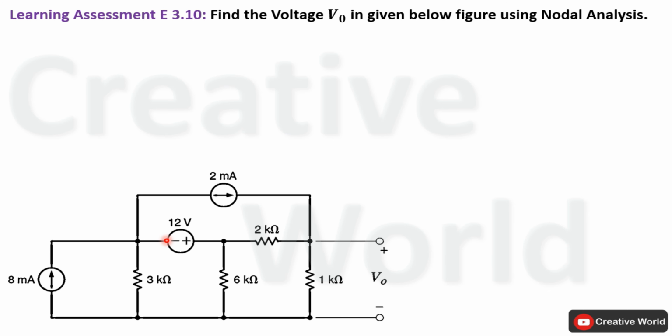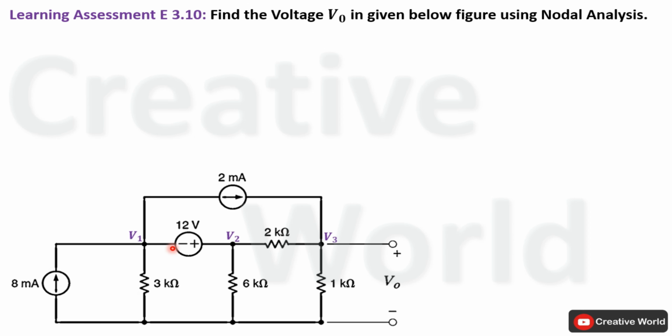This is the circuit diagram of the given problem. Inside this network, we have to find voltage across this 1 kilo ohm resistance labeled as V0. So without wasting time, let's proceed towards the solution. Before applying the nodal analysis, we have to follow some steps. The first step is to label all node voltages. In this case, these nodes are labeled as V1, V2 and V3.